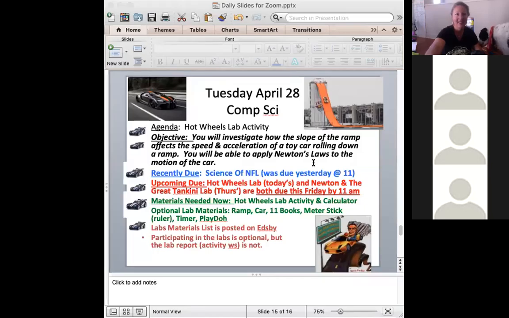Okay, so here we got it. So today we are going to be doing the Hot Wheels lab activity. And you are going to be in this lab investigating how the slope of the ramp affects the speed and acceleration of a toy car.